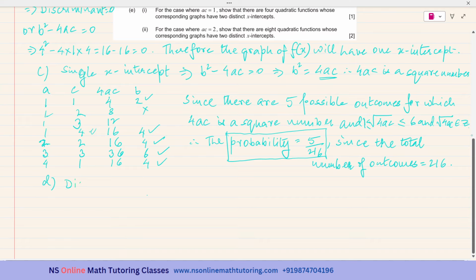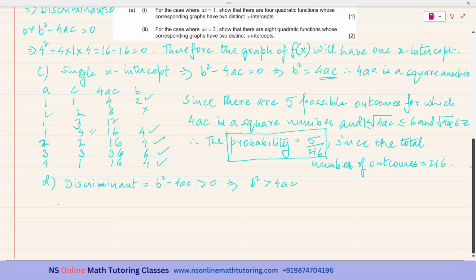D, discriminant equal to b square minus 4ac should be greater than 0. Implies b square should be greater than 4ac. Okay, maybe A is 1 and C is 1. So 4 times 1 times 1 is 4. We can have b value as 3. So 3 square is 9, which is greater than 4.